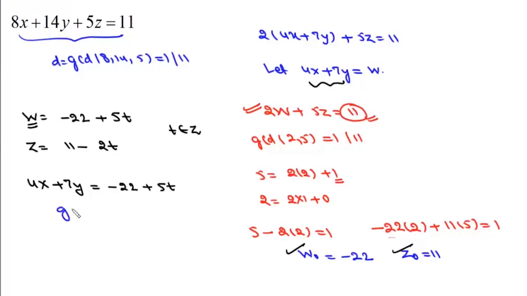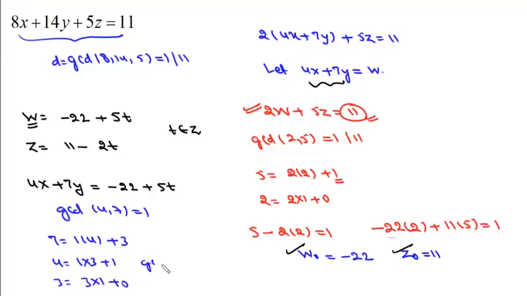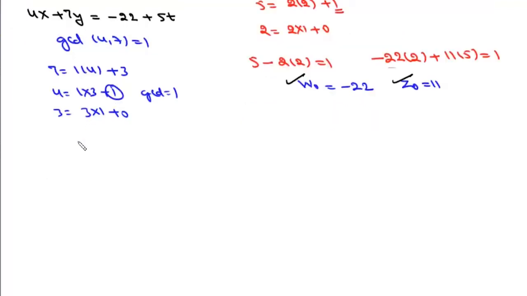Now in this case, the GCD of 4 and 7 is 1. So we can write 7 as 1 into 4 plus 3. Now 4 equals 1 into 3 plus 1. Now 3 is 3 into 1 plus 0. So GCD here is 1. Now we can write this 1 as 4 minus 3. Now we can eliminate this 3. We can write this as 7 minus 4. So it will be 4 minus (7 minus 4) equals 1, which is 2 into 4 minus 7 equals 1.